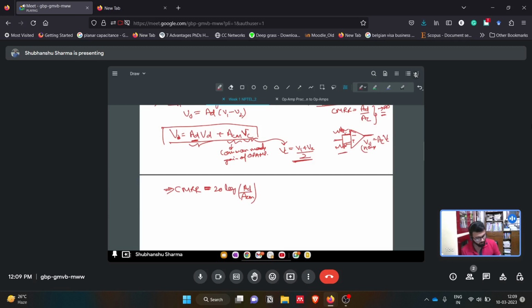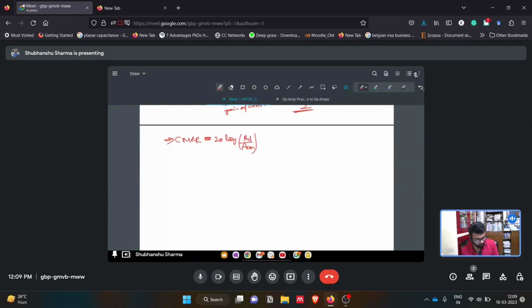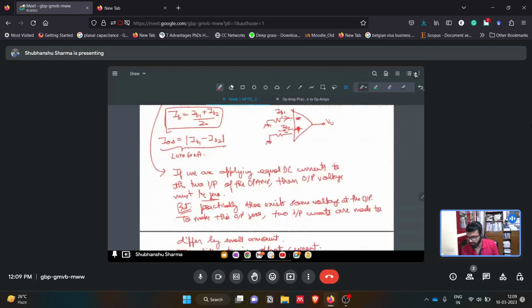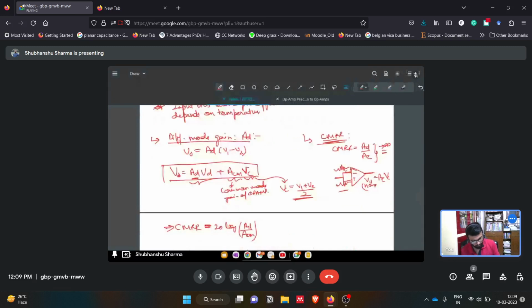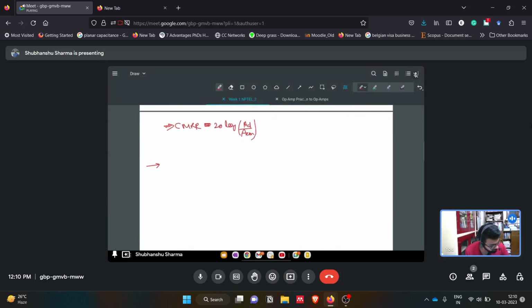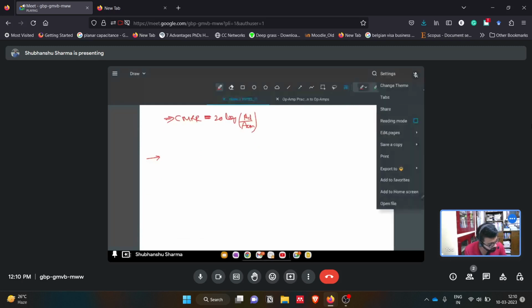Now if we look more into this bias current concept, how it is affecting the output, we will see. I'll just add some pages here.